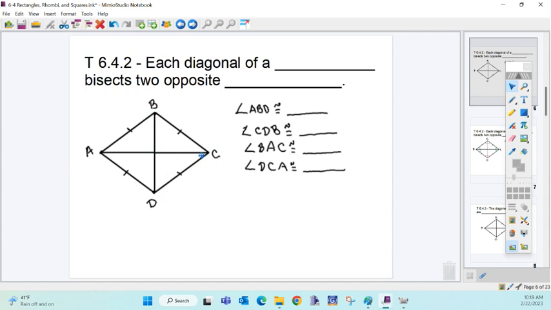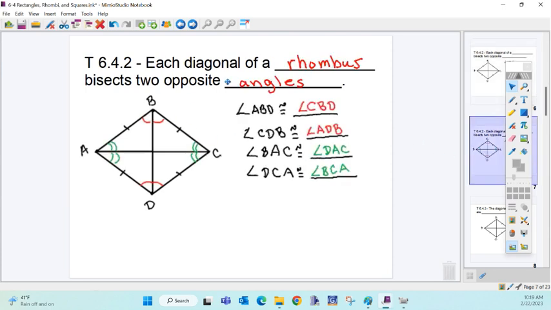BAC, and I'll show you. BAC would be BCA. And DCA would be BCA. Wait, I think the one before that, one before was BAC would be DAC. Okay, and actually, I kind of got caught up in the fact that they're also alternate interior angles. So yeah, that also would be true.